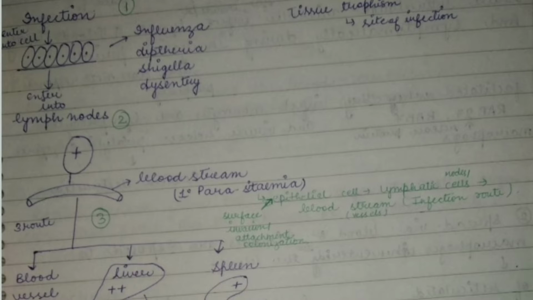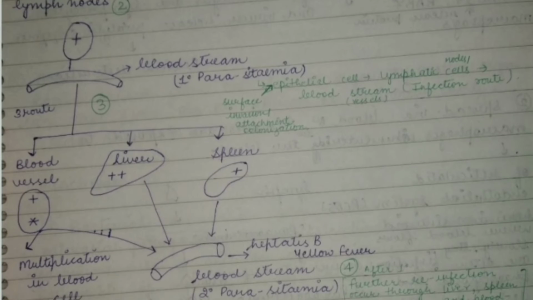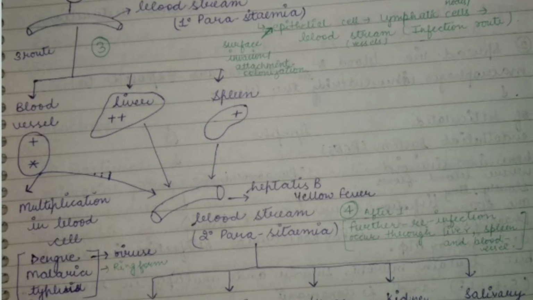which is when any parasite or any microbes enter our bloodstream for the first time. It is called primary parasitemia or primary bacteremia. Bacteremia is caused by bacteria. Then after entering the bloodstream, they will enter other organs also, like blood vessels, liver, or spleen.